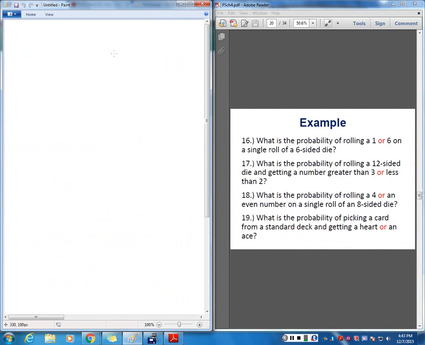Number 16. What's the probability of rolling a 1 or a 6 on a single roll of a six-sided die? So notation, probability x equals 1 or 6. Well, how many sides have a 1 on them? A six-sided die, only one side has a 1, so that'd be 1 over 6, and the or tells me that I should add the probability of getting a 6. There's only one side that has a 6.